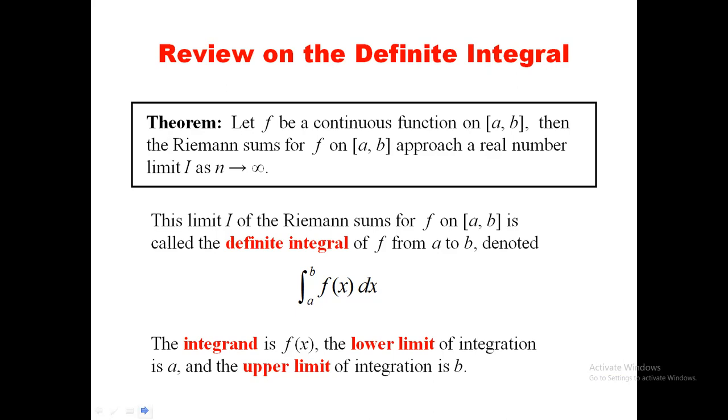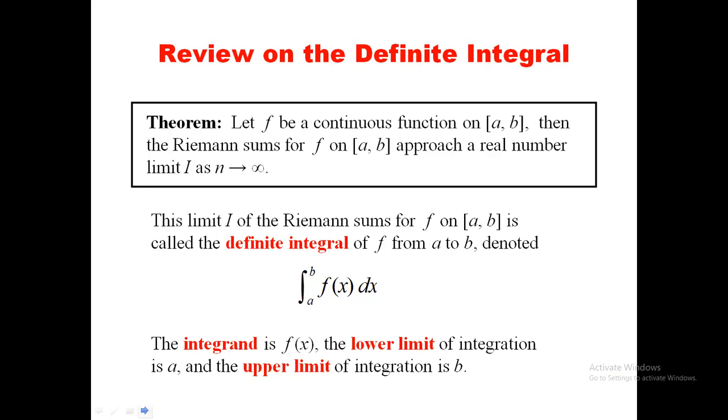So let's say, for example, you're given the function f, which is said to be continuous on the designated interval AB. Then the Riemann sum for the function on the said interval AB approaches a real number limit I as n approaches infinity. So again, recalling the topic on numerical integration, the accuracy of the approximation of the area under the curve depends on the number of divisions, or the number of intervals that you have placed under the area of the curve.